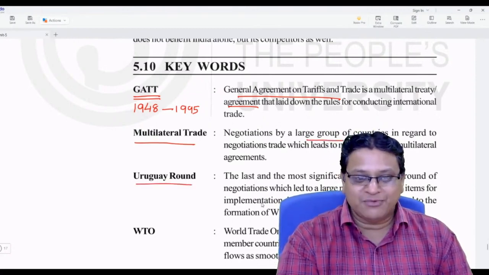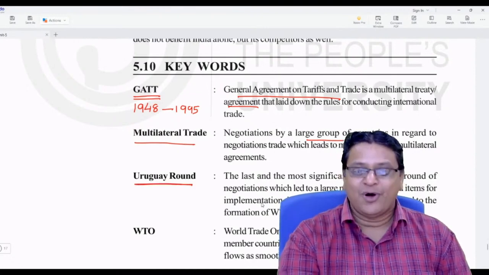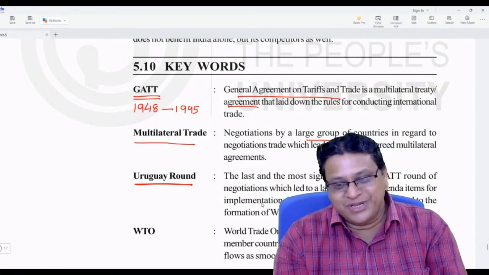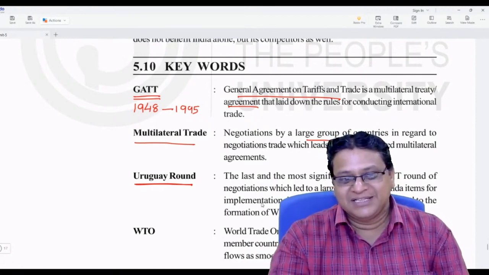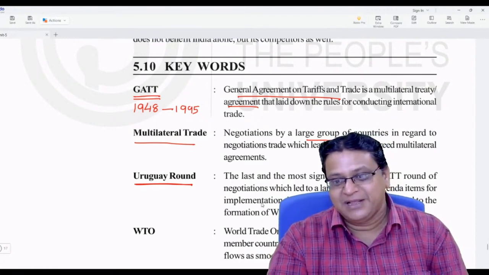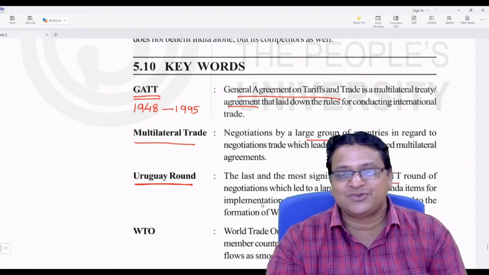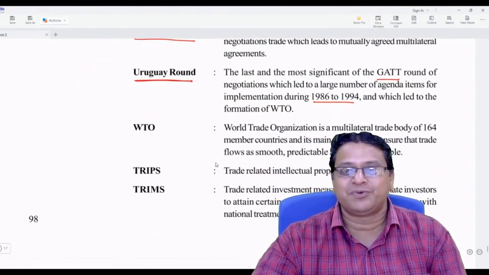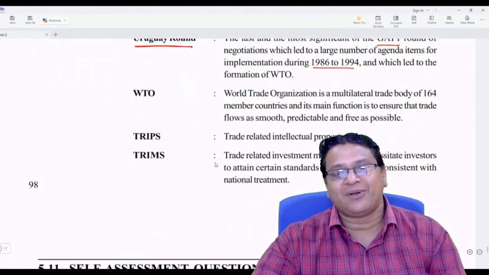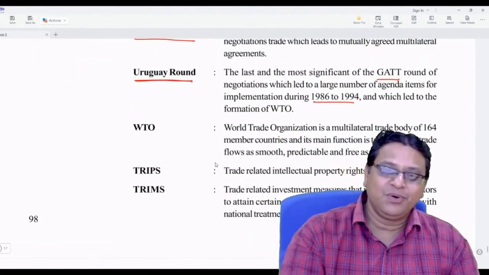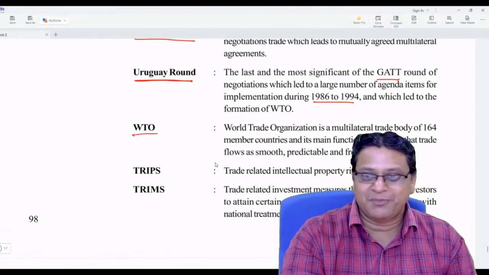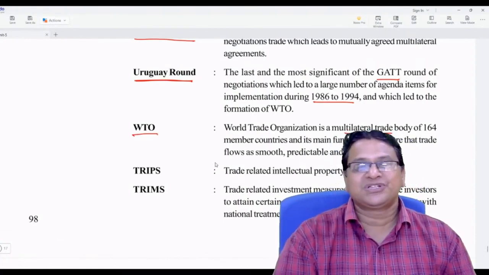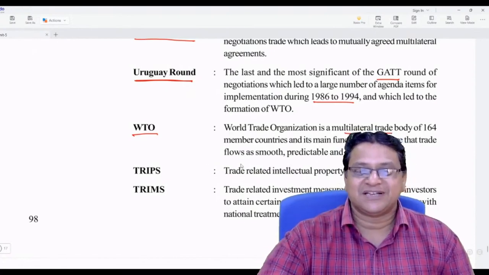Next, Uruguay round. This is the most important round of GATT, where the framework of WTO was set up. And this round of negotiation was made between 1986 to 1994, and it led to the formation of WTO as a permanent organization. And what is WTO? We have discussed WTO is a permanent organization. It's an organization which frames rules, regulations for international trade.